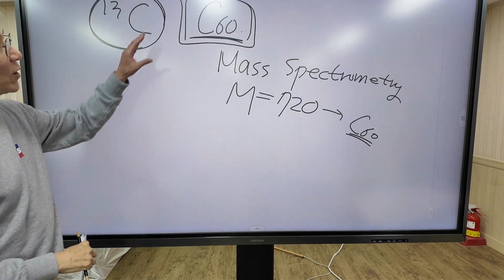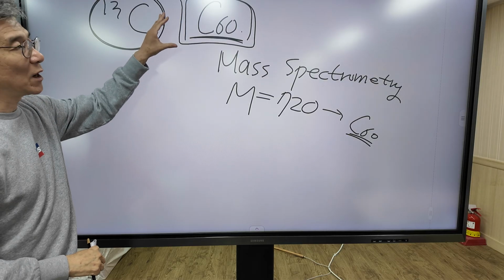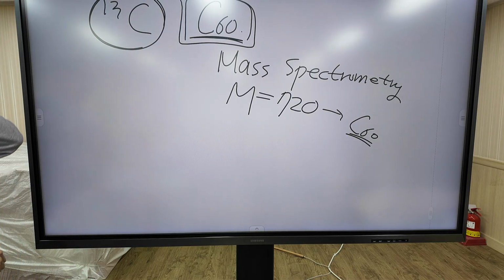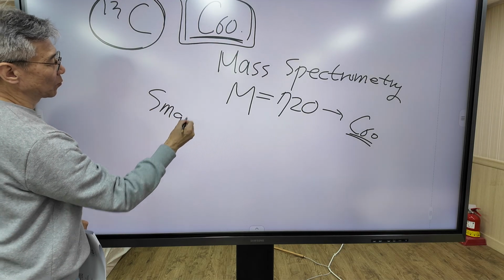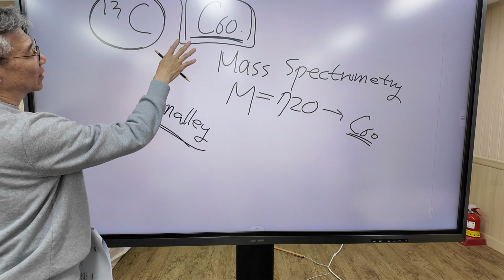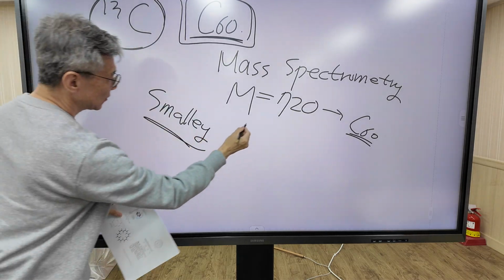Anyway, from mass spectrometry, we confirm that this molecule exists. But the molecular structure was unknown. Only the molecular formula was known. But the scientist Smalley suggested that the structure must be the Buckyball structure. So it looks like this.